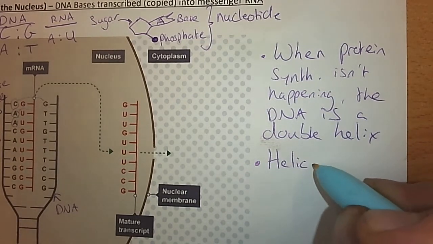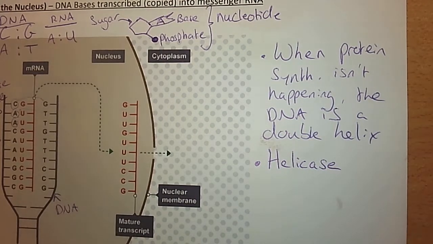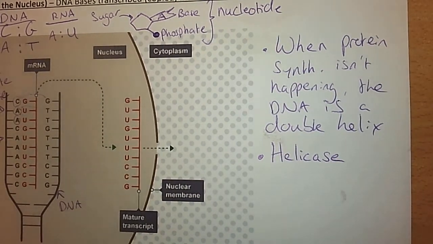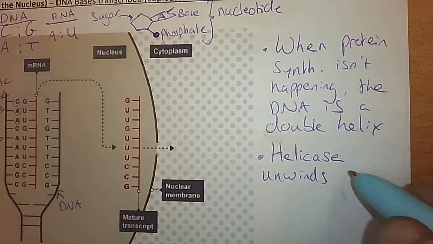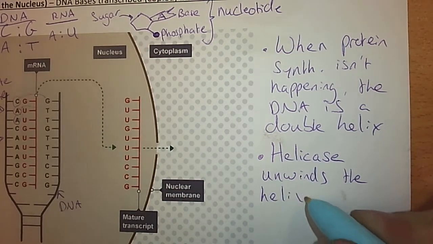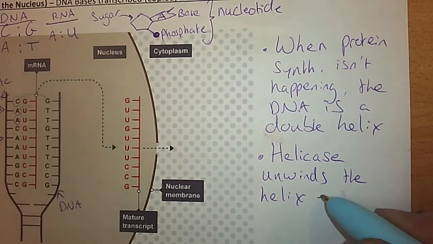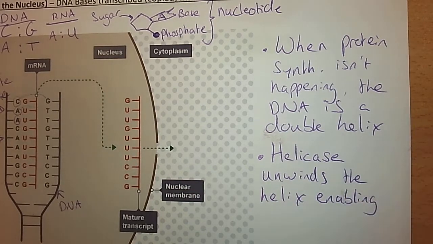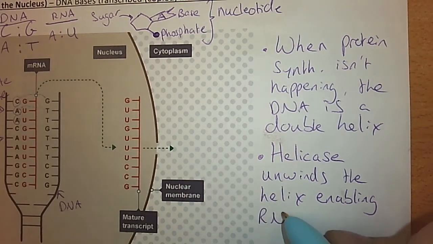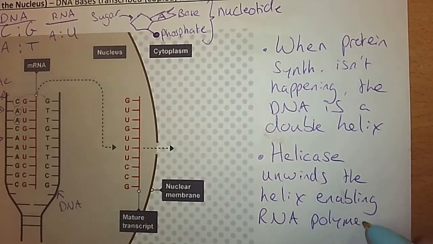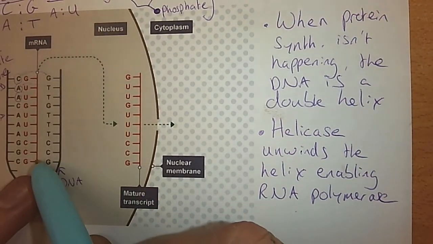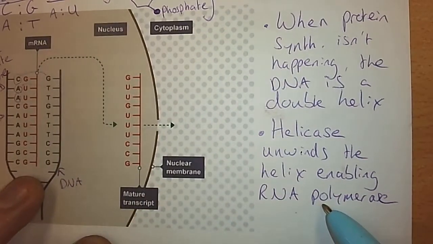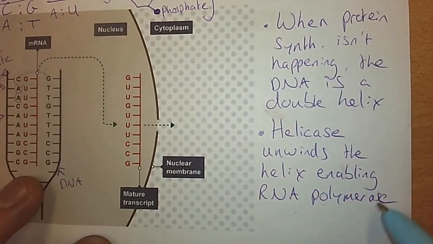You'll remember that the suffix ase means an enzyme that breaks something down. So helicase breaks down the helix. So the helicase unwinds the helix, enabling a certain enzyme to come in and bind to it. It enables RNA polymerase. RNA, because that's what is binding to the DNA. Poly, which is many. Polymerase, making many of something.